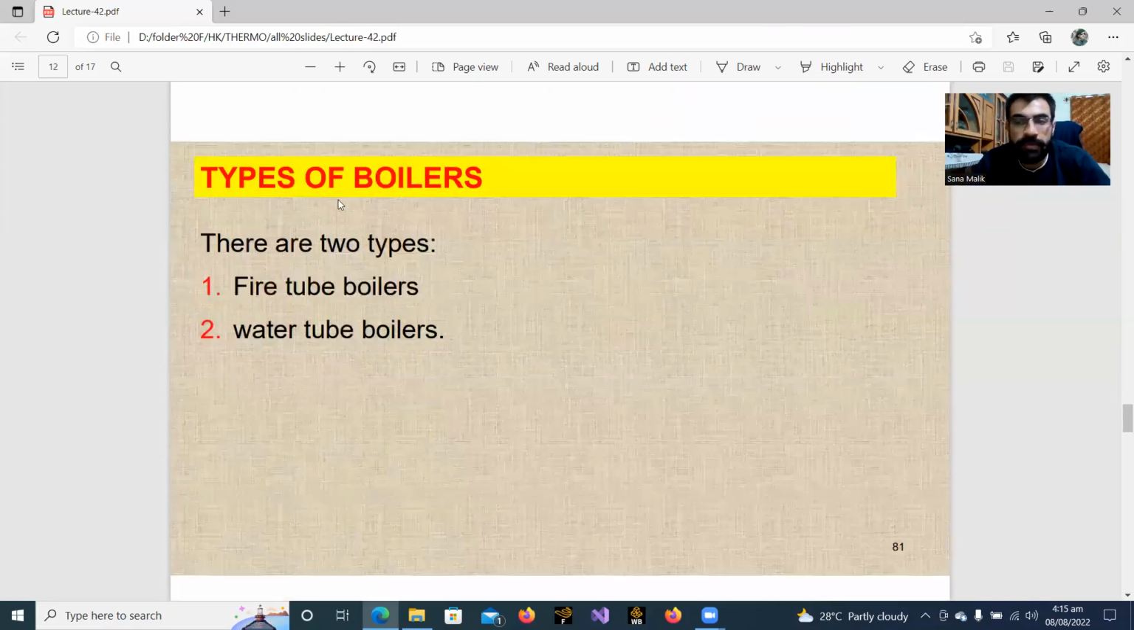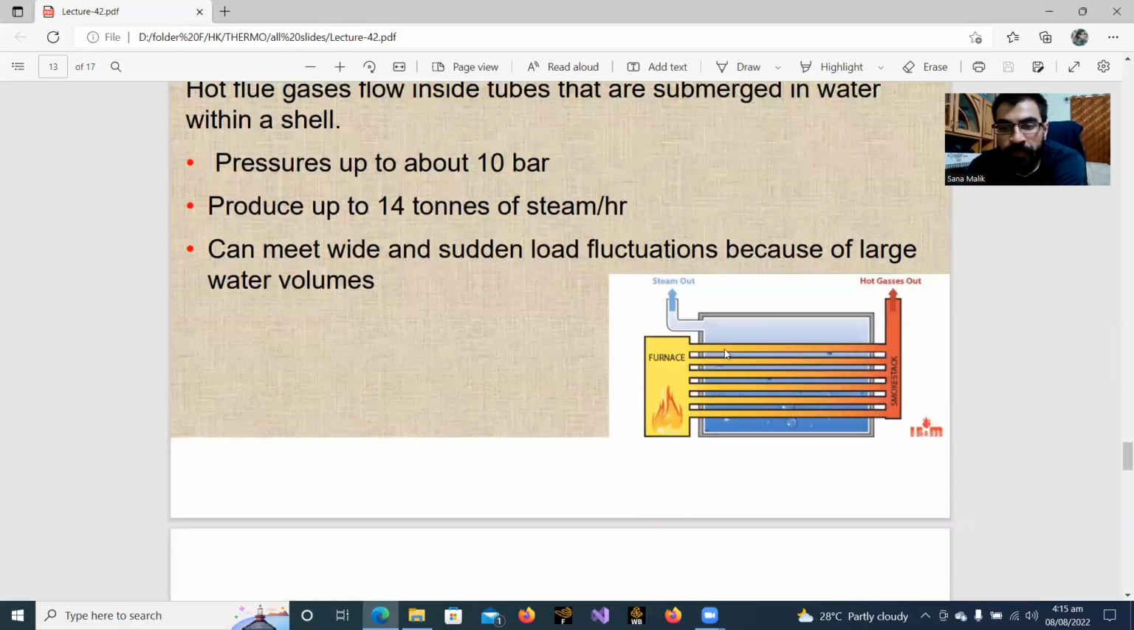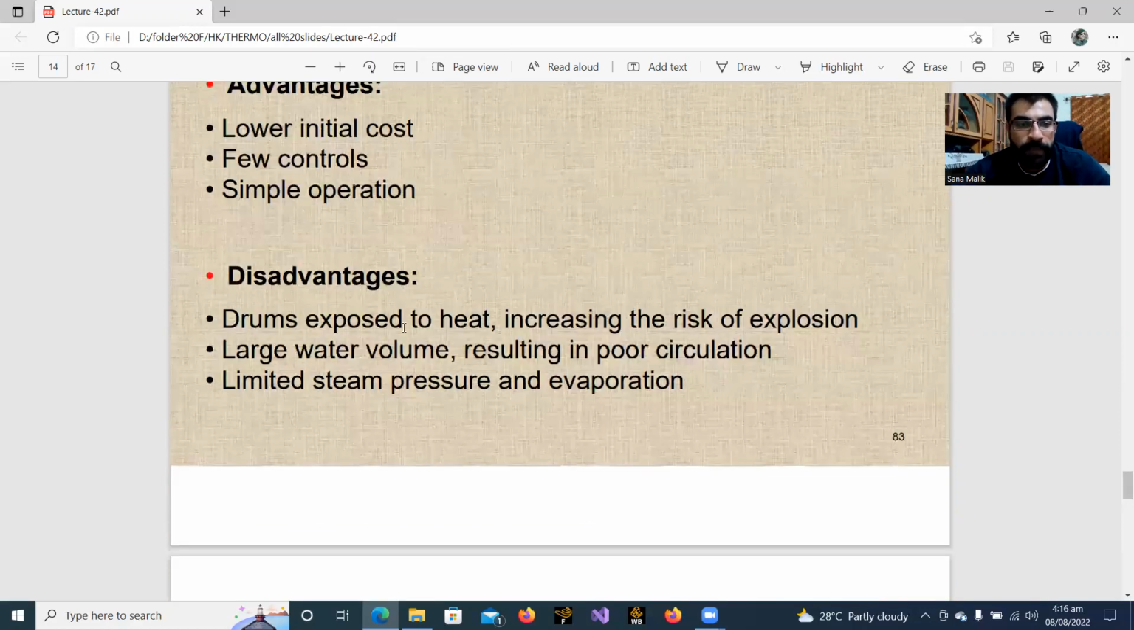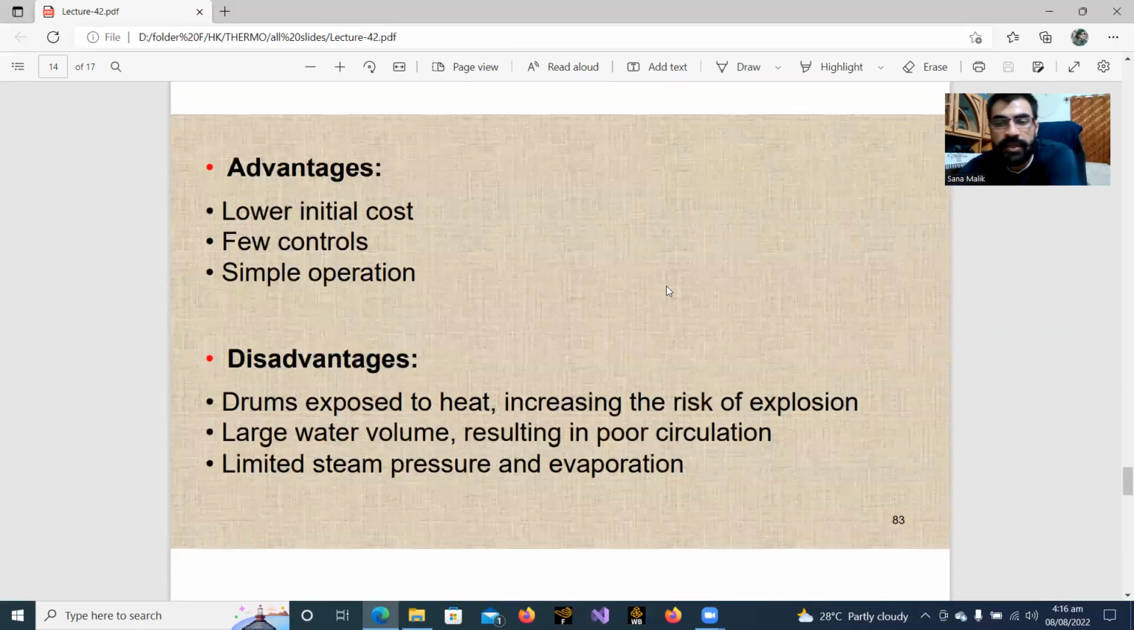There are basically two types of boiler: fire tube boiler and water tube boiler. Fire tube boiler, as the name suggests, has fire in the tubes. So there will be hot gases in the tubes, and the water will be outside in the shell region. These are used for low pressure purposes, with lower initial cost and simple operation. And as the drum is exposed to water, there is an increased risk of explosion. It's not as safe as compared to the other boiler.